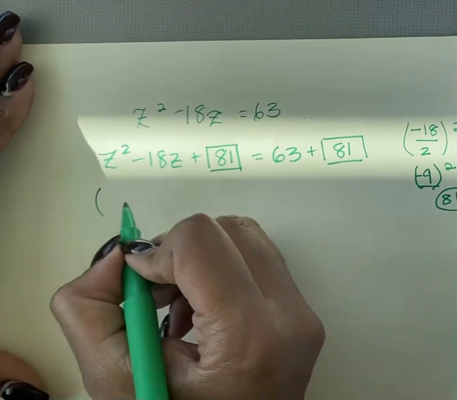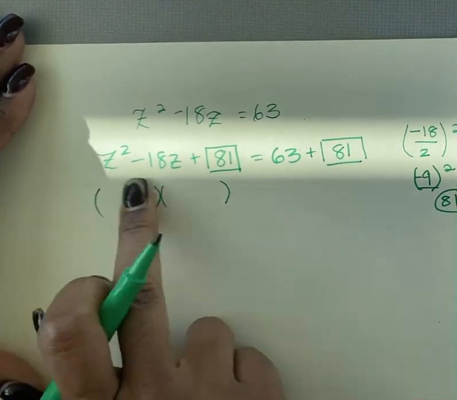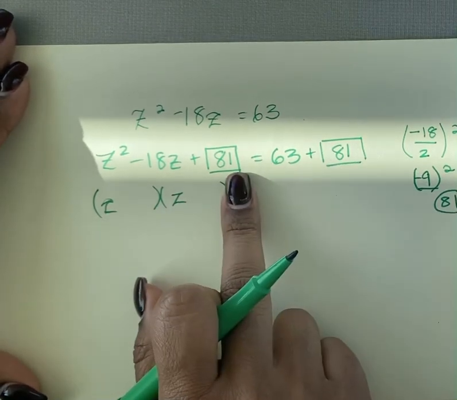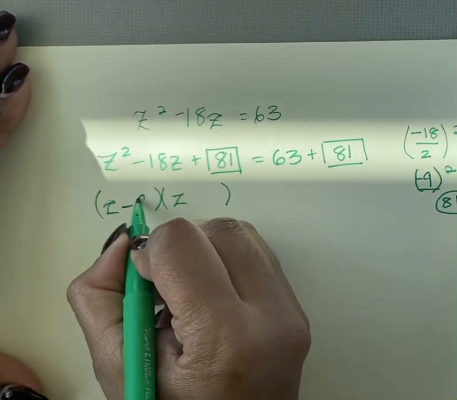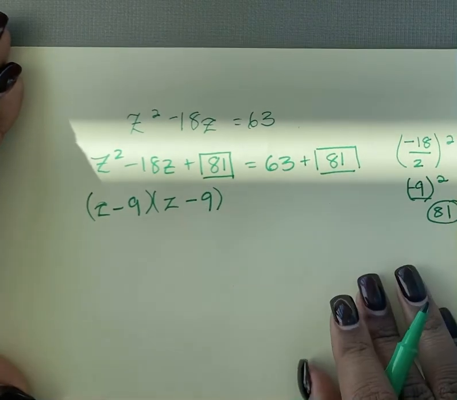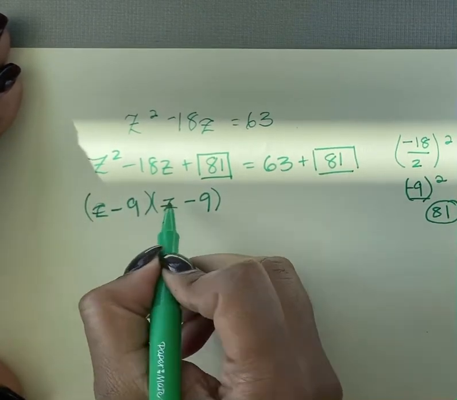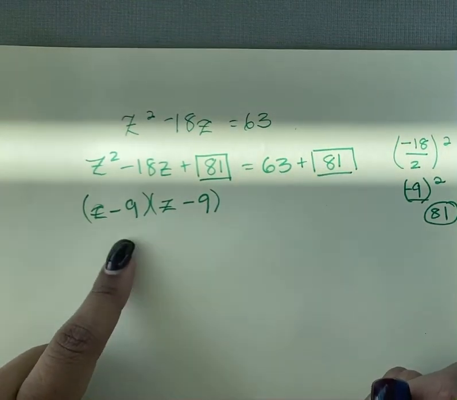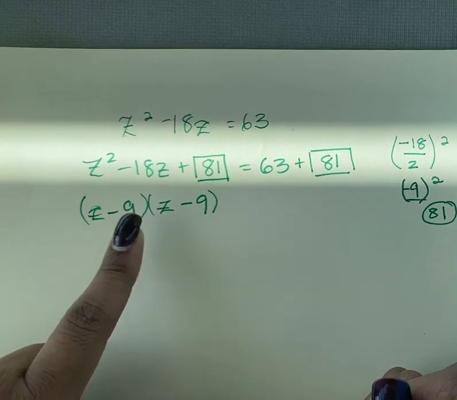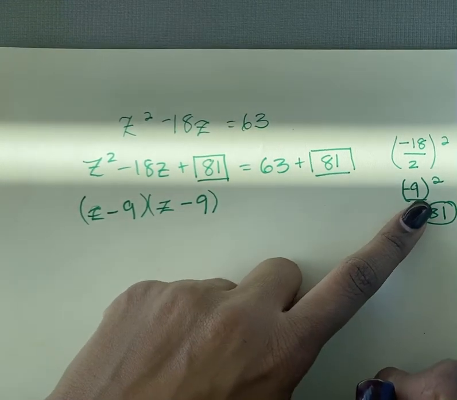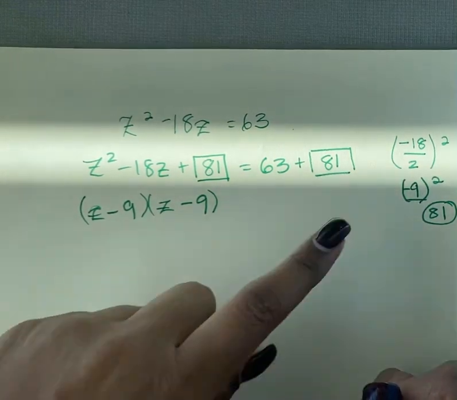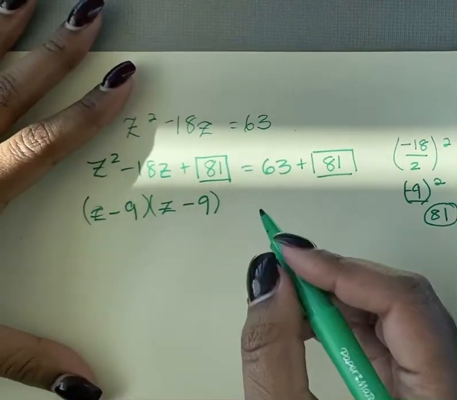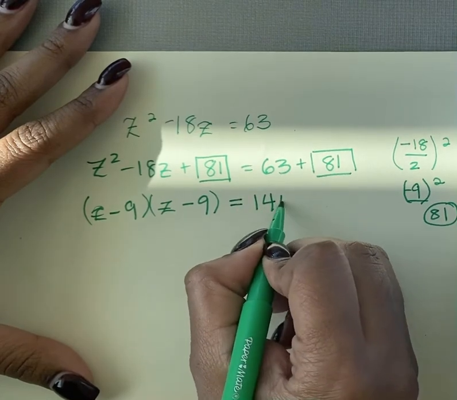Okay, and so you could factor this side, and it gives you z and z, and my factors of 81 that give me -18 are -9 and -9. And it's like a fancy little trick that whatever you get when you divide b by 2, that -9, that's also what's going to go inside your parentheses. Okay, so you can either factor or just remember the trick that when you divide b by 2, that -9 is what will go here. If this was a positive 9, it would be plus 9. Okay, and this equals 144.